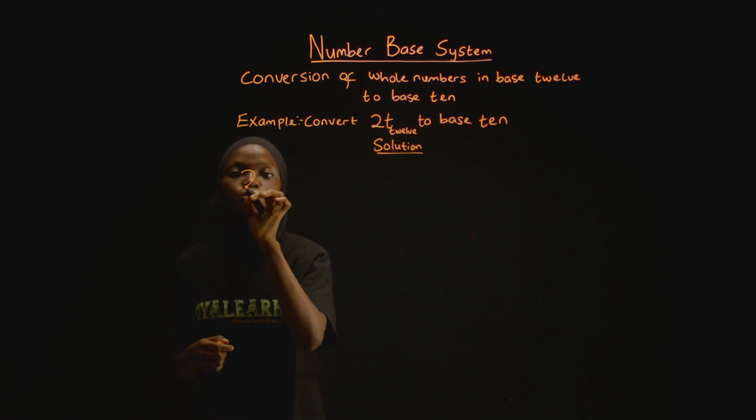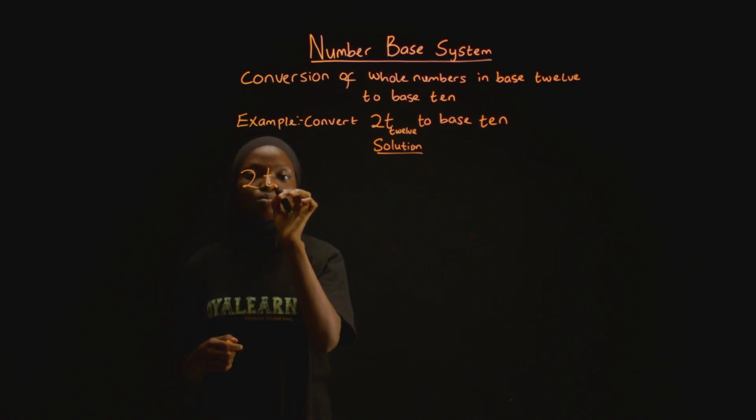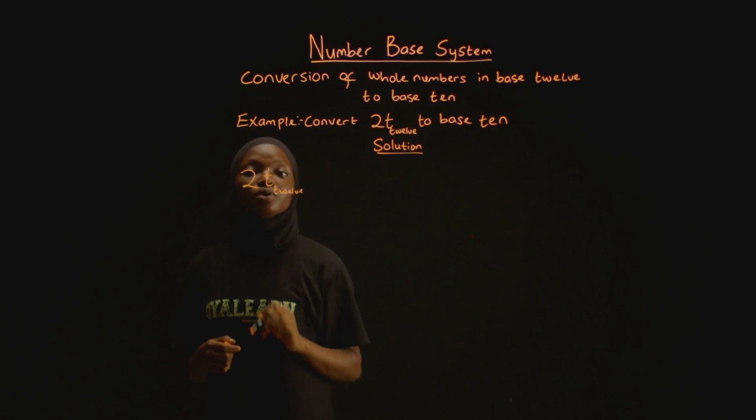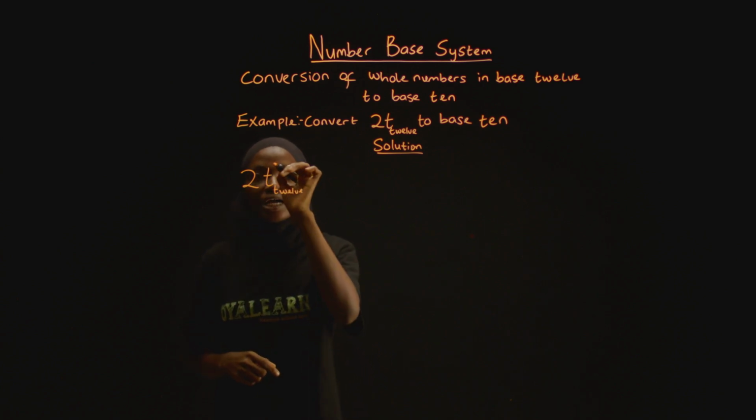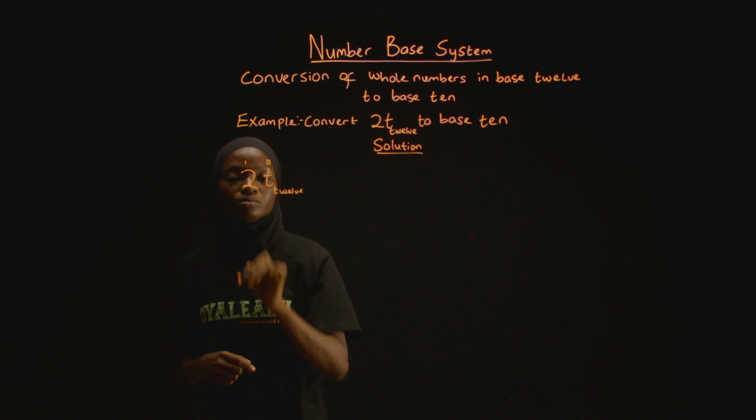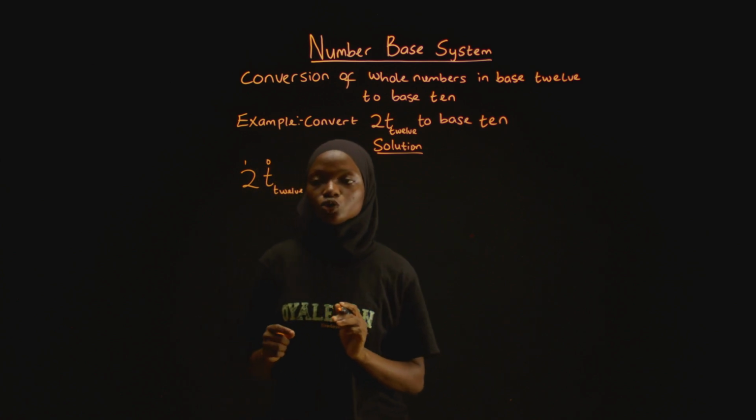We have 2t base 12. The first step is to number these digits from 0, starting from the last digit. So we have 0, 1. We don't have any other digits, so we stop.